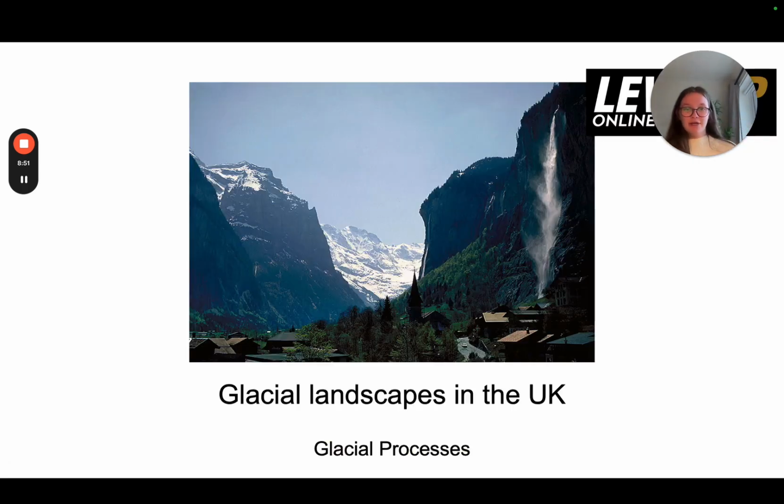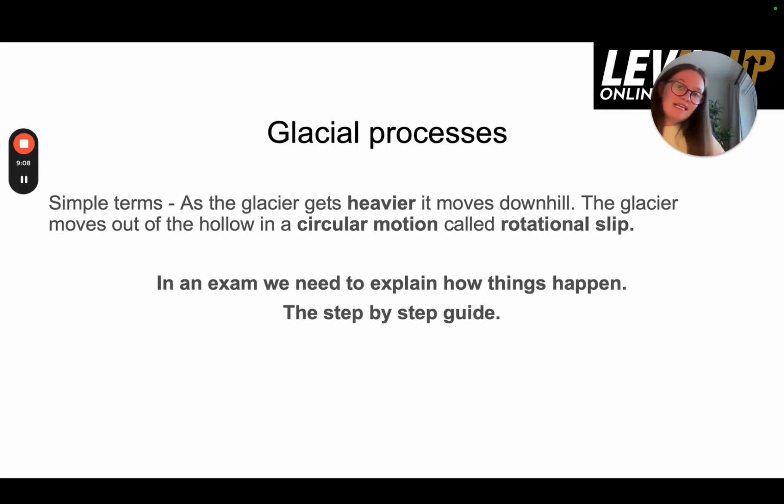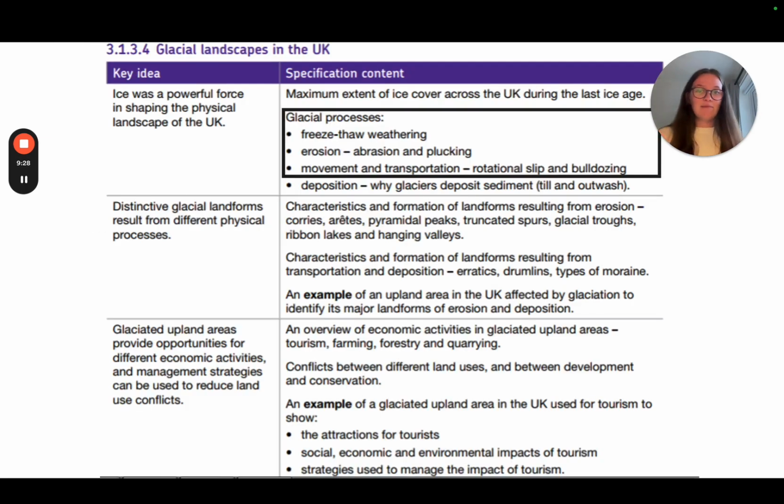Okay, so we are now going to pick up with some glacial processes. These are what has shaped our landscape. If you have studied rivers, these will be familiar to you. Some will be new, but some will also be familiar. As we said, glaciers basically work like frozen rivers. So a glacial process, in simple terms, as the glacier gets heavier, it moves downhill. The glacier moves out of the hollow in a circular motion called rotational slip. This is what happens in a Corrie glacier. So we are going to look at a step-by-step guide of how this works. But before that, here is the spec that we are going to follow.